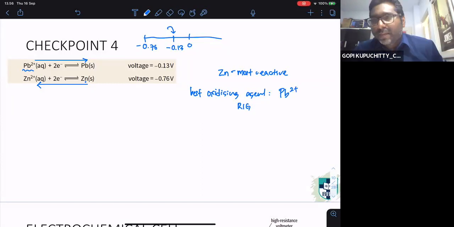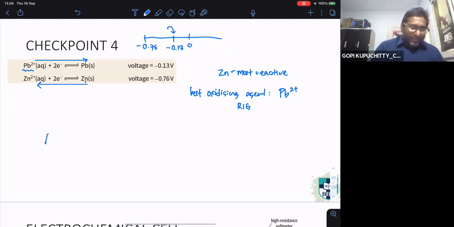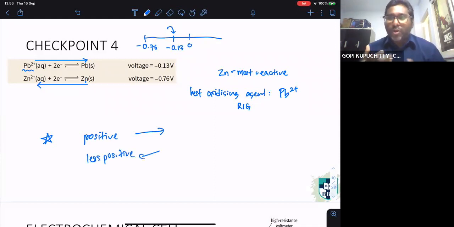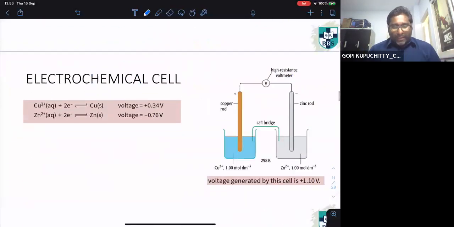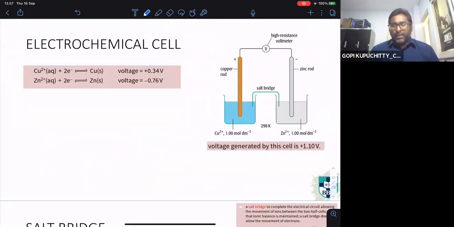We come up with all these conclusions based on this simple strategy. What is important? The simple strategy is positive. The most positive goes to the right. Then less positive or negative goes to the left. This happens when you are comparing. Now if you look at this electrochemical cell, do remember just now in the beginning we started with electrolysis.